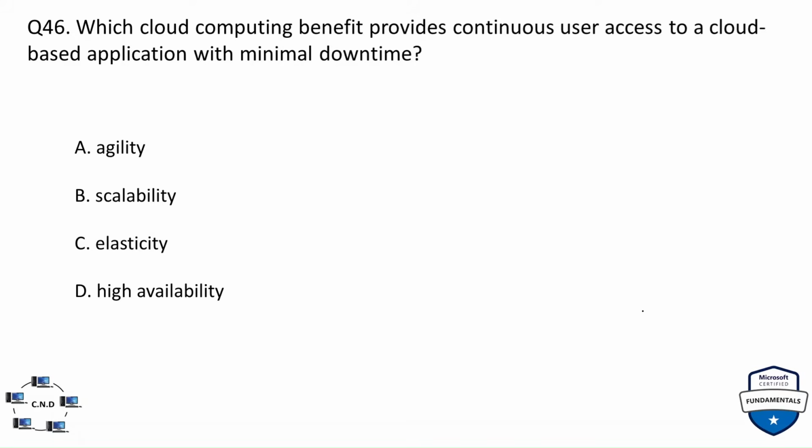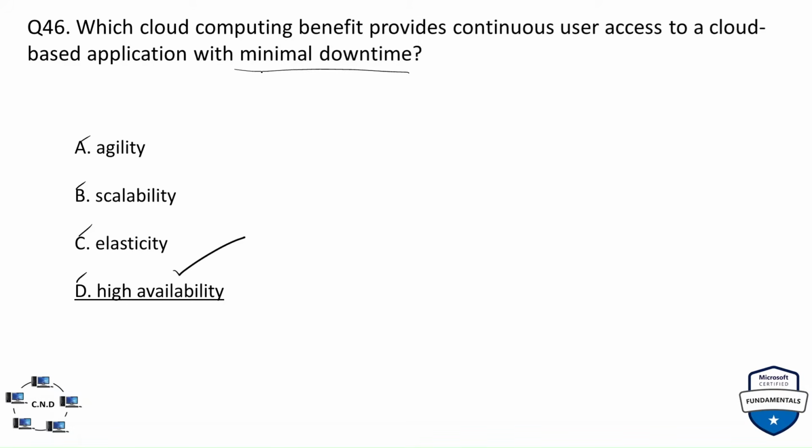So the first question in today's video is which cloud computing benefit provides continuous user access to cloud-based applications with minimal downtime? The options are option A, agility, option B, scalability, option C, elasticity, and option D, high availability. And the correct option is high availability.